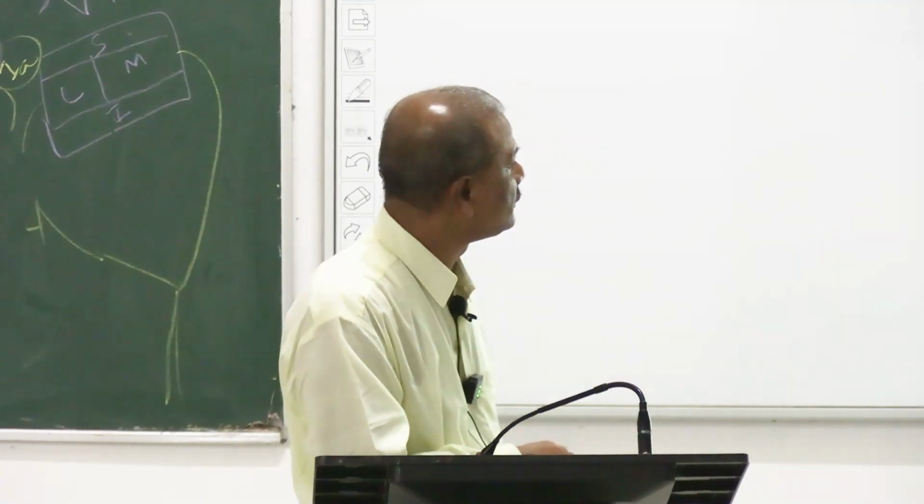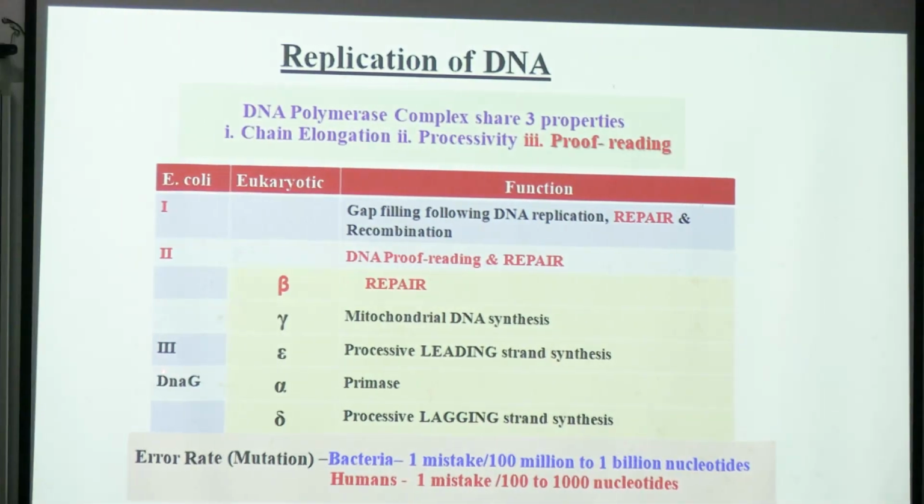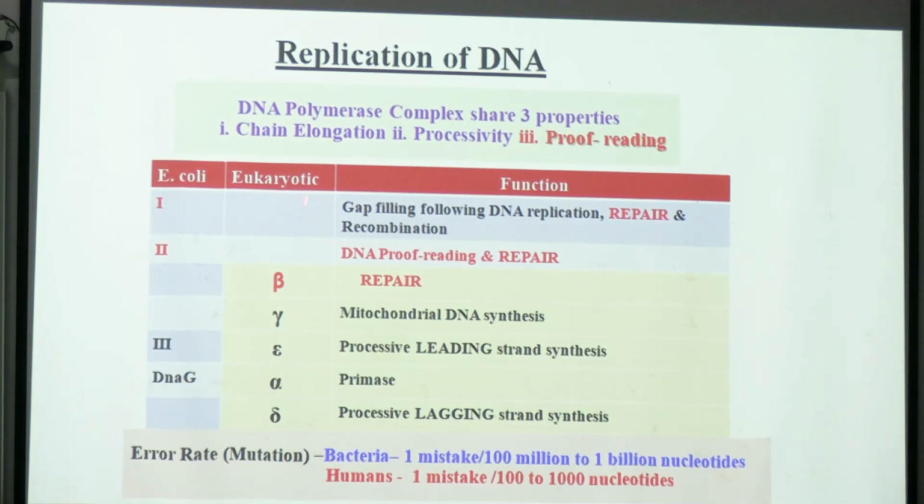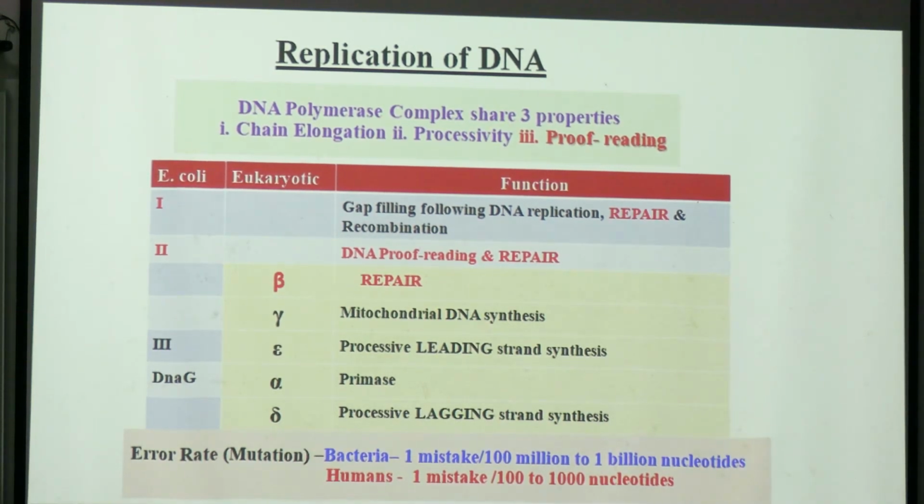So remember this thing, don't get confused. E. coli, this is bacteria. They have DNA polymerase 1, 2, and 3. But in eukaryotes, we have these: 5 different types of DNA polymerases. Since we are concerned with today's topic, DNA repair, remember DNA polymerase 2 is concerned with DNA proofreading and repair in the bacterial system.